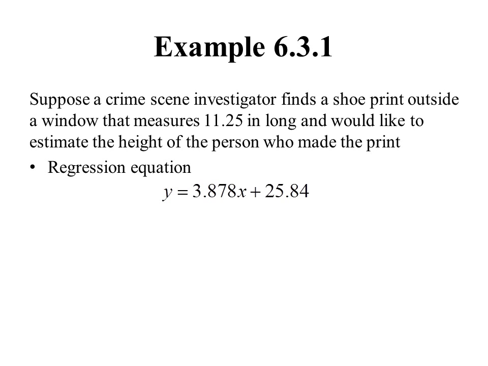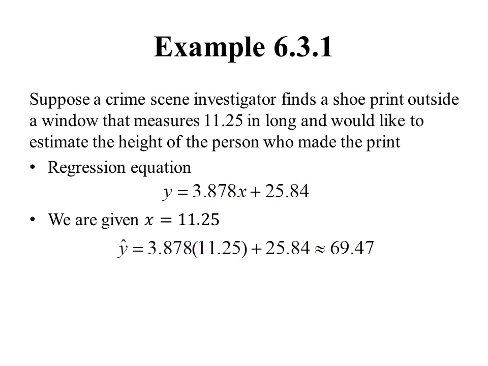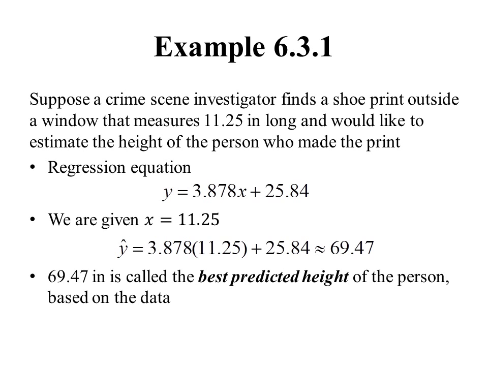And so there's our regression equation that we just calculated. And what we're given in our problem is really a value of x, 11.25. And so we're going to plug in x equal 11.25 to the regression equation. We do that arithmetic, and we get 69.47. So that number, 69.5 inches, is called the best predicted height of the person based on the data.